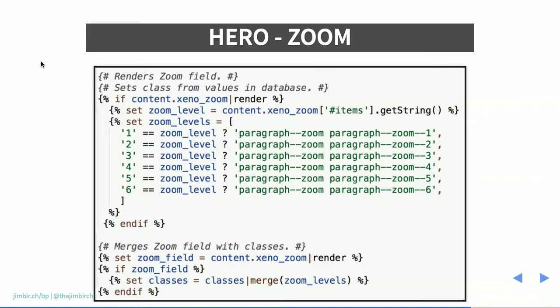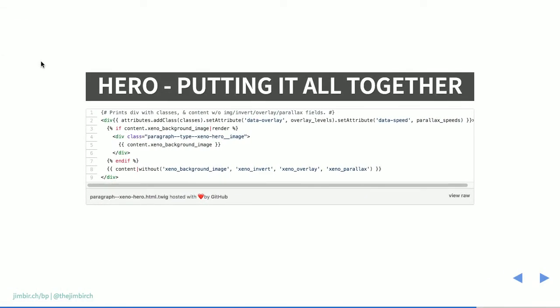There's the zoom classes, and then we put it all together at the end. So kind of hard to read, but the first line we're adding the classes attributes, so things that get added as classes, we merge in, then we add these additional set attributes. So the data overlay, this is the color that gets overlaid on the image, and then the data speed, that's for the parallax and how fast it moves.